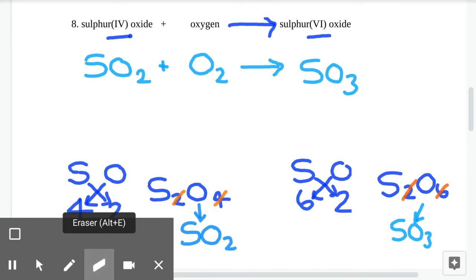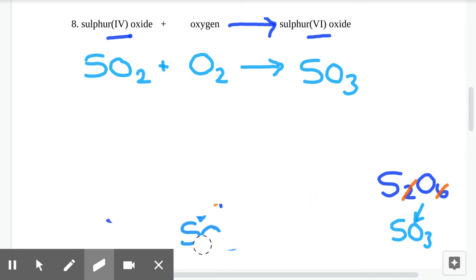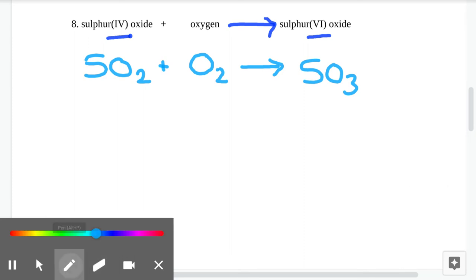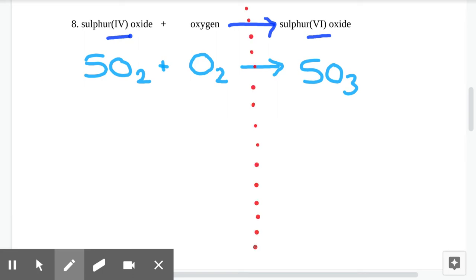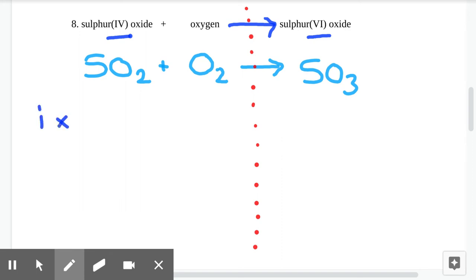So we then have all of our formulae written, and we then leave those alone. We don't change any of the numbers within the formula. We just change the number of formulas that we have. What we do in the first instance, as with any of these, is add them up and see what we've got on both sides of the equation. We've got 1 sulfur. We've got 2 oxygens. We've also got another 2 oxygens.